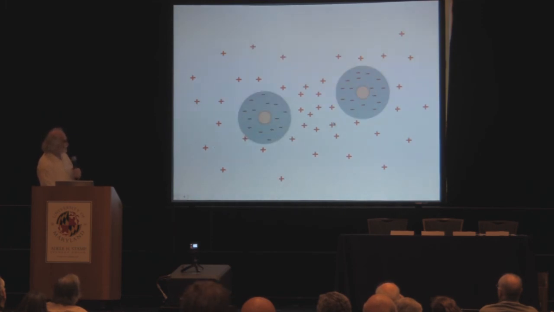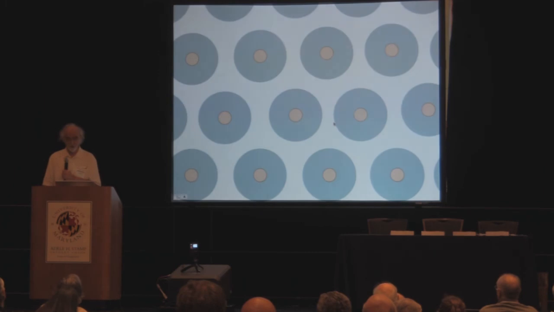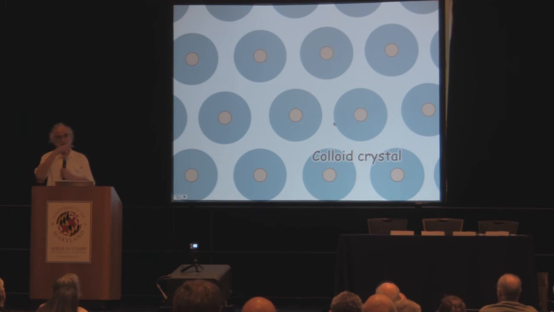They do this, and it stops when the attractive force equals the repulsive force, that is, the force negative and negative repel each other. So then it stops, and the 2 are stable with some separation. And if you have many of them, then you get a situation that looks like this, which is known as a colloid crystal. And probably your yogurt is something like this, with particles separated from each other for the reasons I was talking about.